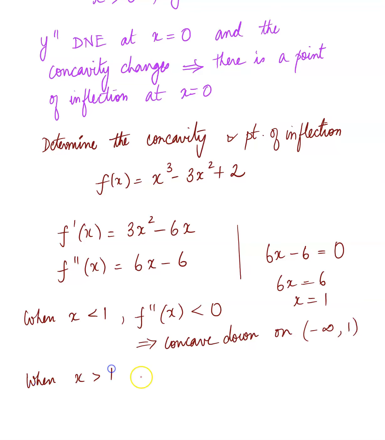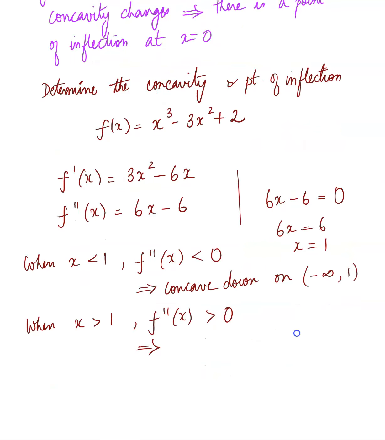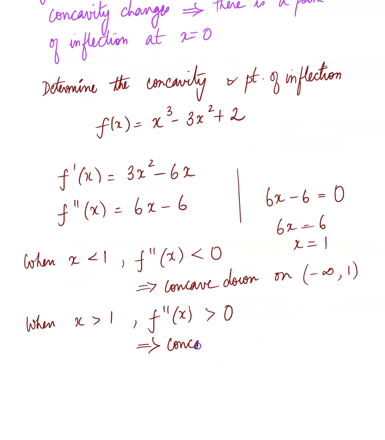When x is greater than 1, f double prime of x, again try 2. 6 times 2 is 12. 12 minus 6 is 6, positive. So that's going to be positive. Choose a test point, right? That's going to be concave up on the interval 1 to infinity.